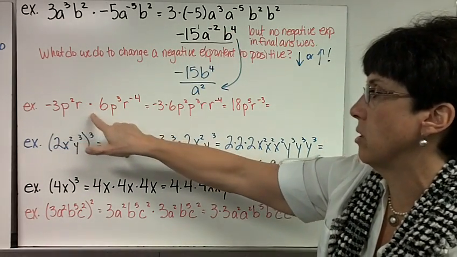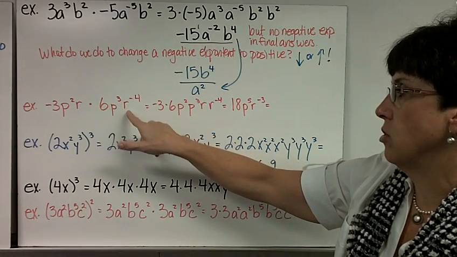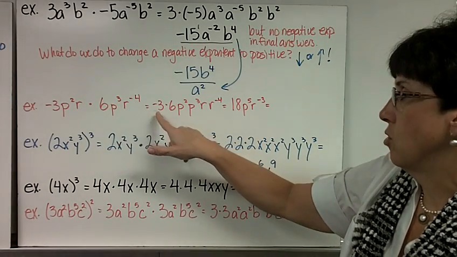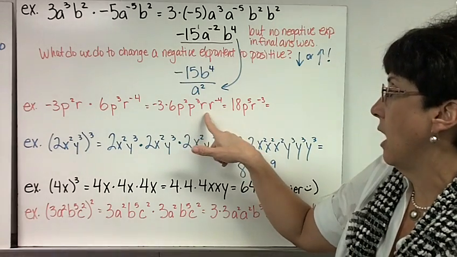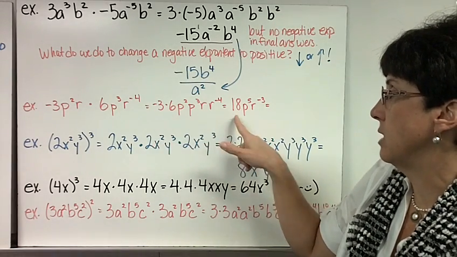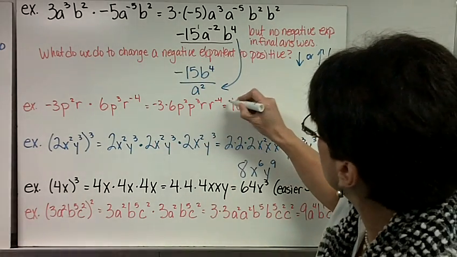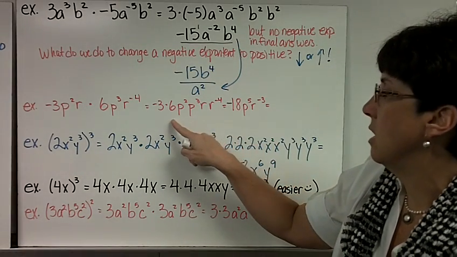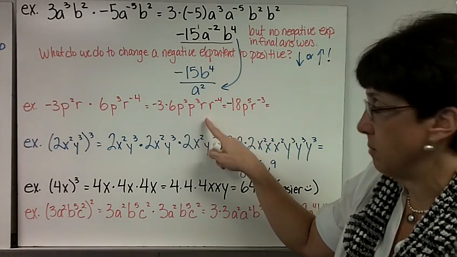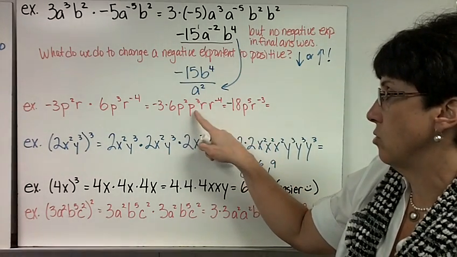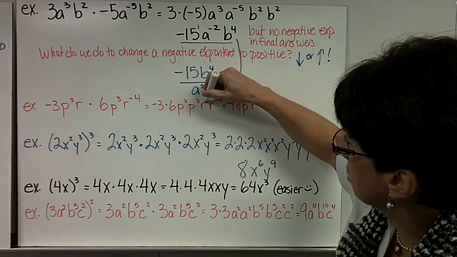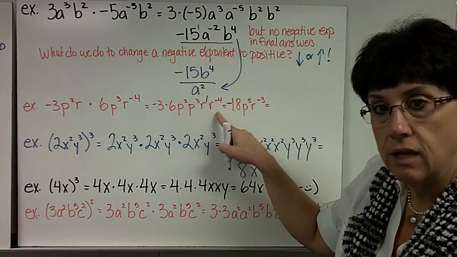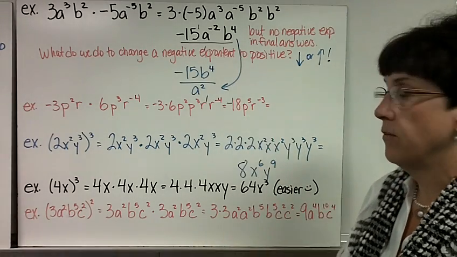Here's another one. Negative 3 p squared r times 6 p to the third r to the negative fourth. Group our coefficients, group our like terms for our variables, and now let's multiply. Negative 3 times 6. Oops, I forgot my negative, huh? Negative 18. P to the second times p to the third. That's 1, 2, 3, 4, 5. Add them up. And r, remember this r has a 1. 1 plus negative 4 is negative 3.